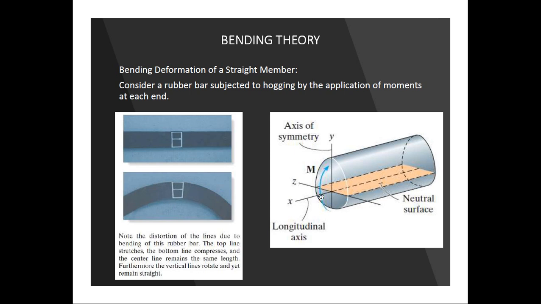You can see over here an arbitrary member, and if you apply a moment over here, the upper portion above the neutral surface will be in compression, and the lower portion will be in tension. If the moment is applied in the clockwise direction, or it is a hogging moment, then the situation will reverse. The upper portion will be in tension, and the lower will be in compression. So that you have to remember.